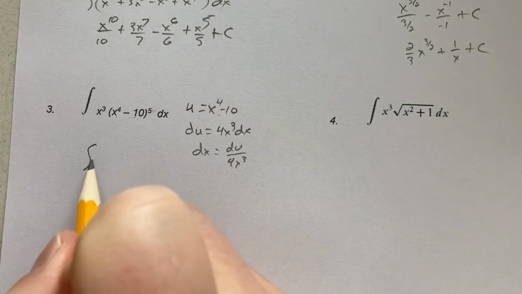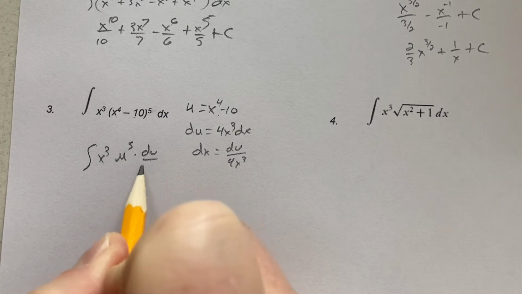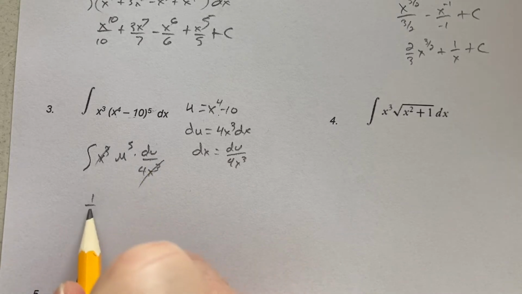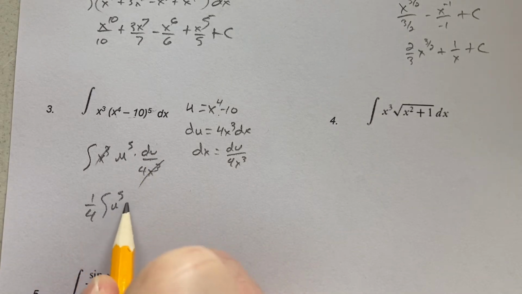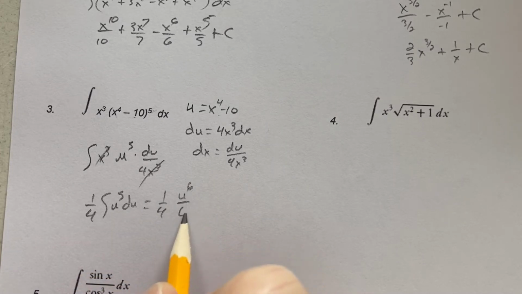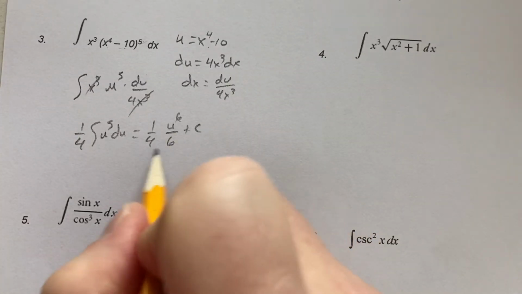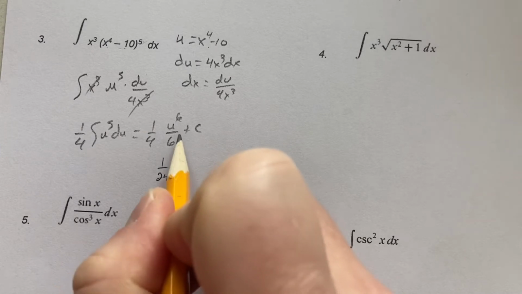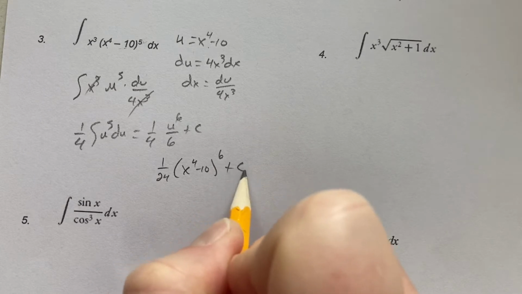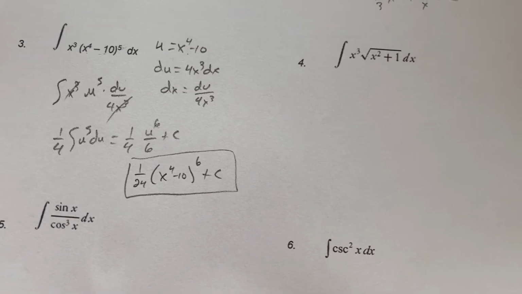So I come back over here, got my x cubed. Now I have u to the 5th times du over 4x to the 3rd. The x to the 3rds cancel. I can put this 1/4 out front, u to the 5th du, and now I can integrate. So integral of u to the 5th becomes u to the 6 over 6 plus c. Then we could do a couple of things here. I can make this a 1/24th, and then instead of u to the 6, I'm going to make that x to the 4th minus 10 to the 6th plus c. And that'd be my answer there.